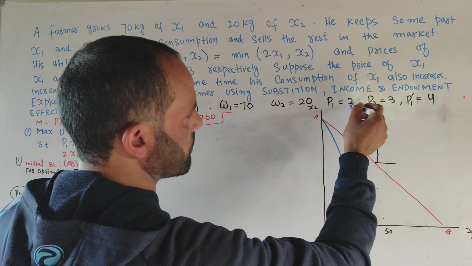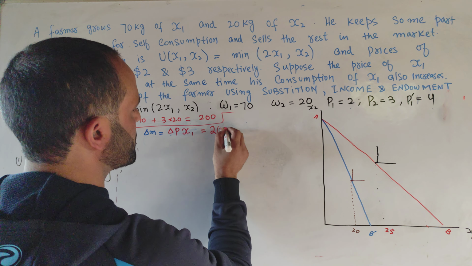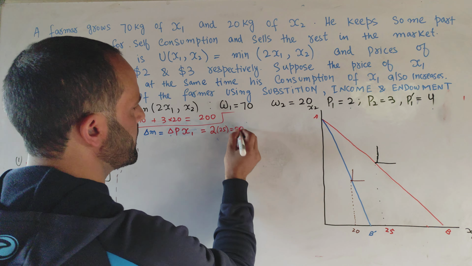So the change in the price, as I told you, is 4 minus 2, which is equal to 2, times he was consuming, it is actually 25 here, sorry. So it will be equal to 2 into 25, which is equal to 50. That means we have to give him $50, so that the initial bundle is just affordable at the new prices.